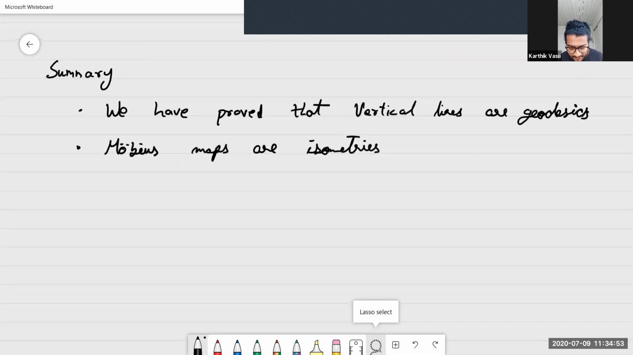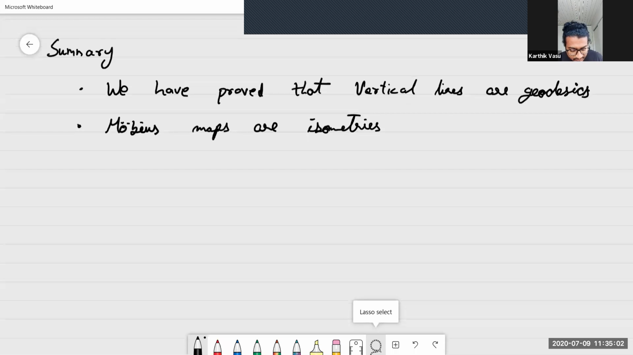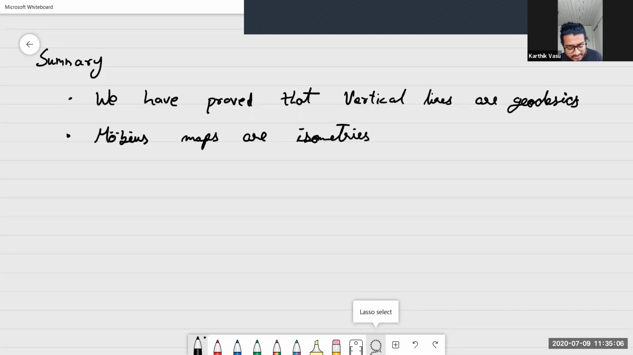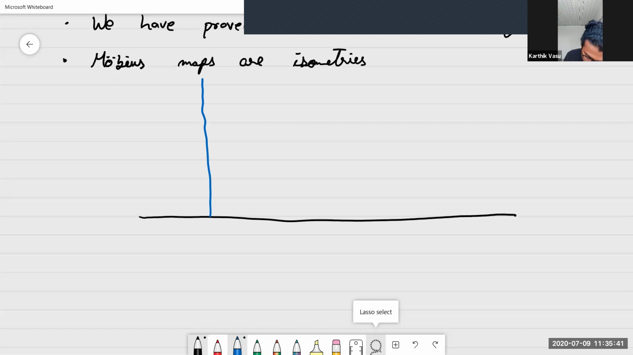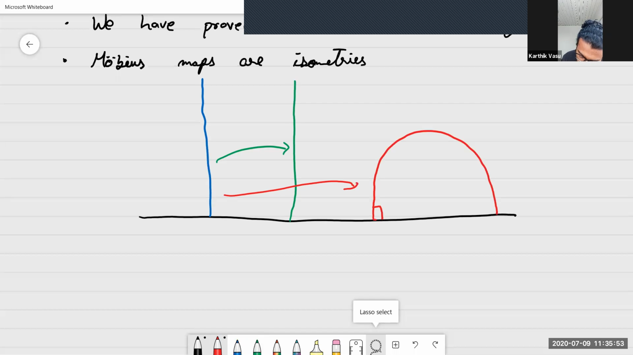Okay. So one, we have proved that vertical lines are geodesics. The other thing we have proved is that Mobius maps are also isometries here. So if you look at a vertical line and take its image under a Mobius transformation, whatever you get should also be a geodesic. And we know that Mobius transforms take circles in C infinity to circles in C infinity. In H2, what it means is that a vertical line will end up going to either a vertical line, or to circles like this, whose center is on the real line.